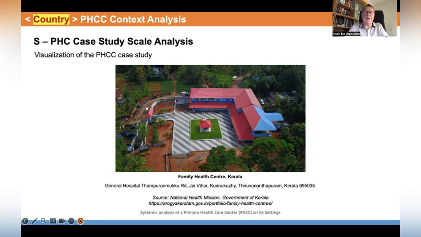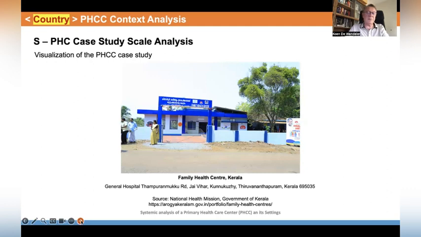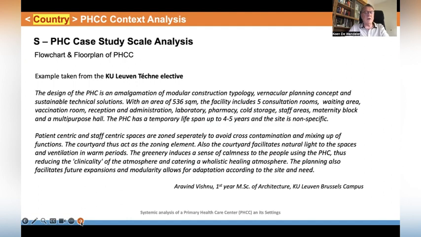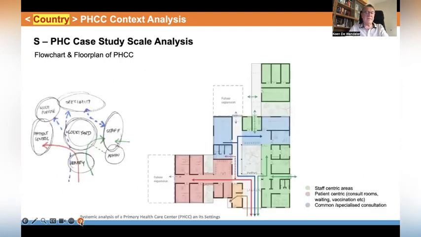Now, to illustrate the primary healthcare center level, I took an example which one of our students looked into during the WHO technique elective of last semester at the clinic Leuven. So he gave an overview of the primary healthcare center, a view of what it looked like, but most importantly, he gave a short description which gives the information that I mentioned earlier, most of it. And then, very important, he gave this floor plan indicating what rooms were for staff, what rooms were for patients, and what rooms were common or specialized consultation.